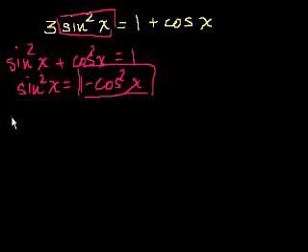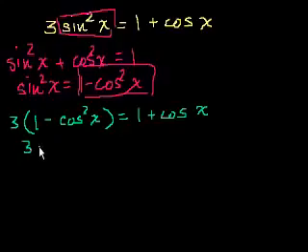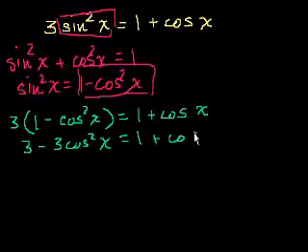Let's substitute. So we get 3 times sine squared of x. We just showed that sine squared of x is the same thing as 1 minus cosine squared of x. 1 minus cosine squared of x is equal to 1 plus cosine of x. We can simplify it a little bit: 3 minus 3 cosine squared of x is equal to 1 plus cosine of x. I don't know, just for kicks, let's put everything onto the right side of the equation. And you'll see it wasn't just for kicks.